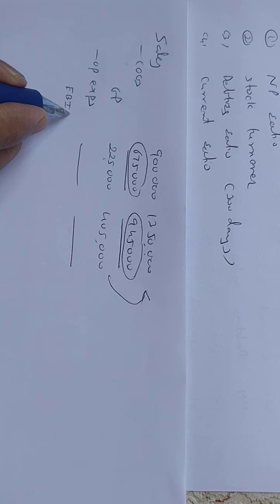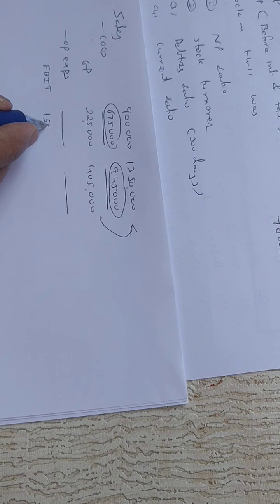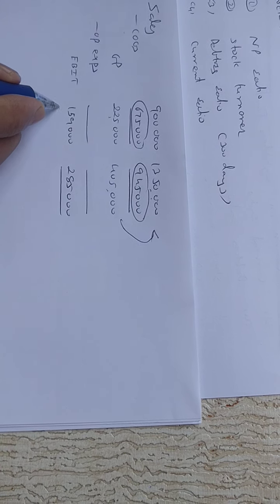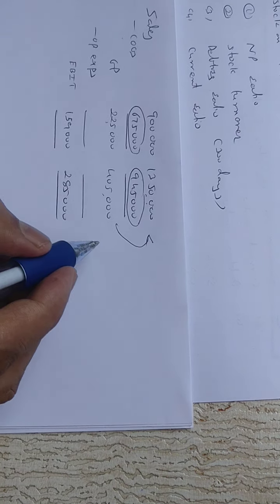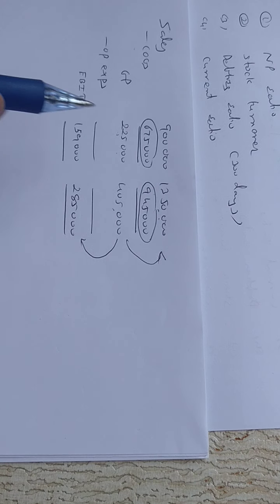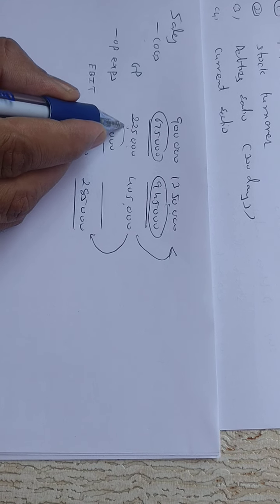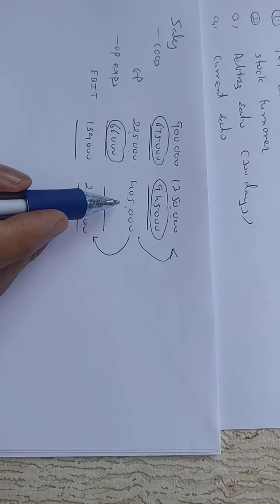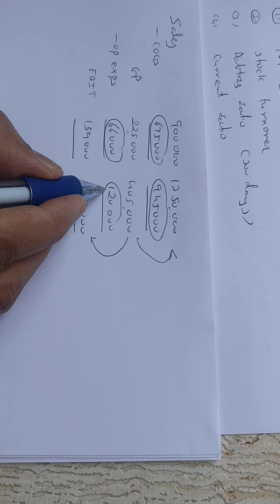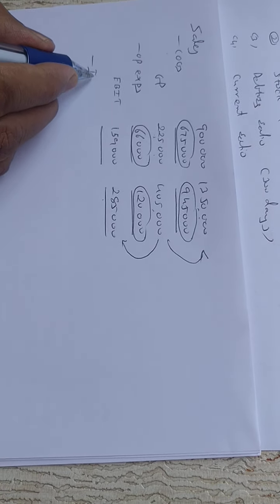Then the profit is called EBIT profit, earning before interest and tax, and that was given 1,59,000 for first year and 2,85,000 for second year. Now to find operating expense, subtract the EBIT profit: 2,25,000 minus 1,59,000, and the answer is 66,000. 4,05,000 minus 2,85,000, the answer is 1,20,000.